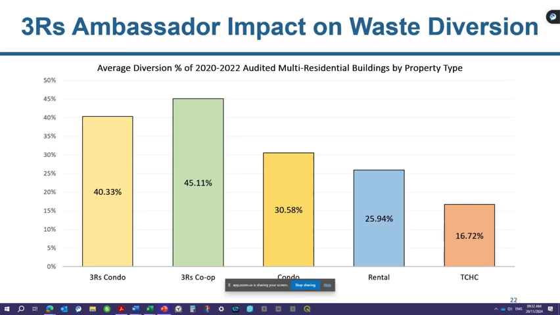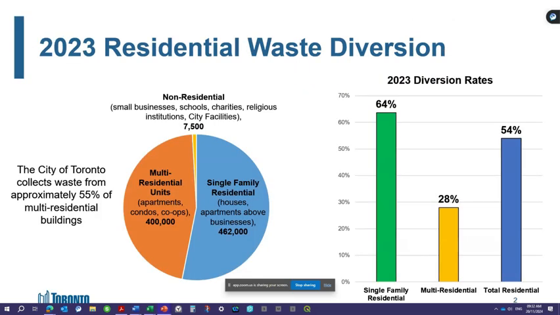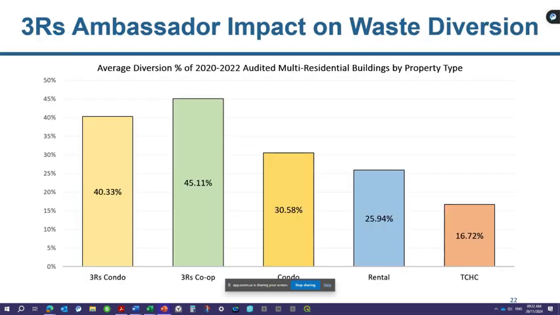Thinking back to that waste diversion number from the beginning, both the 3Rs buildings are significantly higher than that 26%. Was that 26%? Yeah, sorry, 28% here. So both the 3Rs buildings are significantly higher than that 28% that we saw.